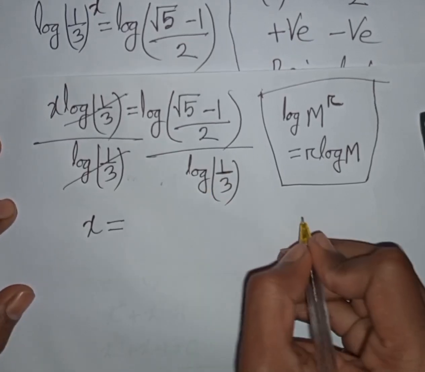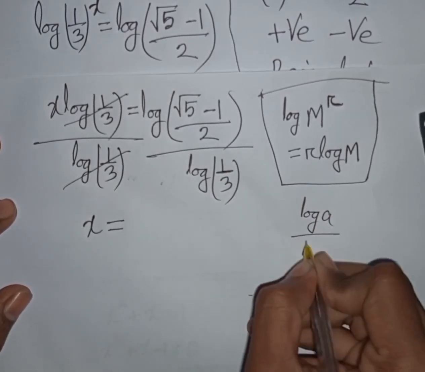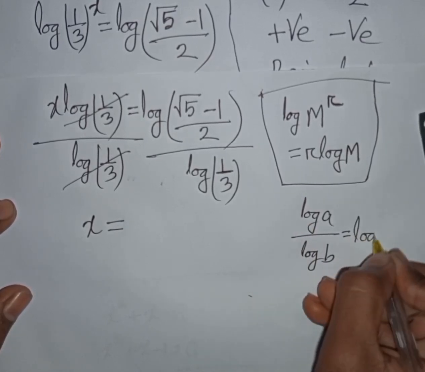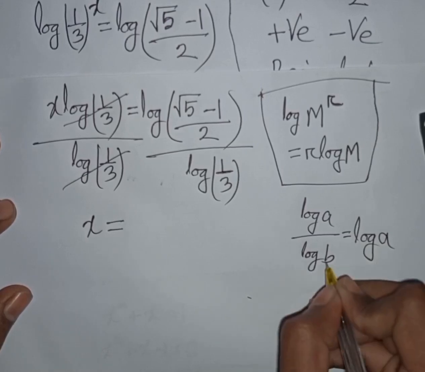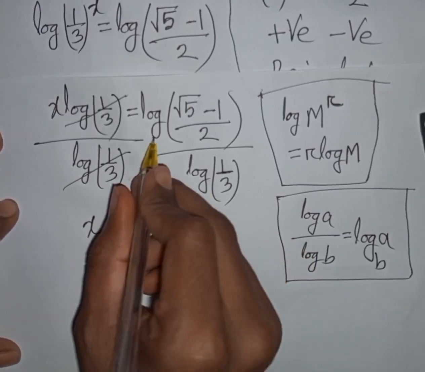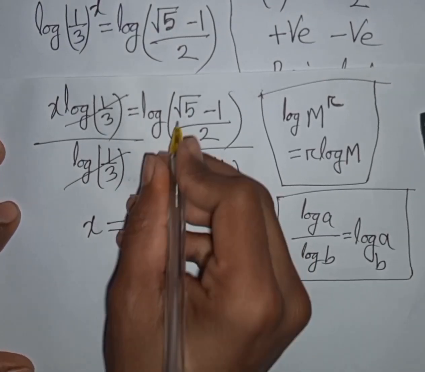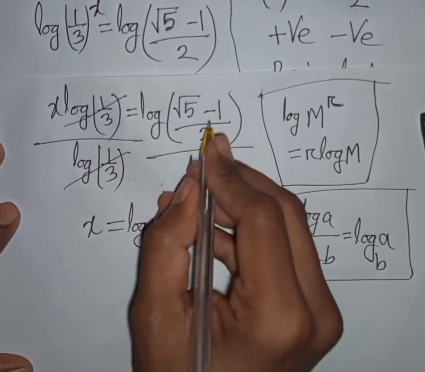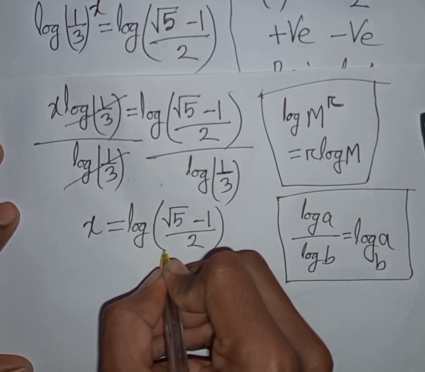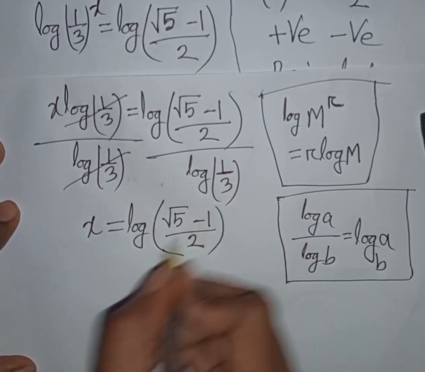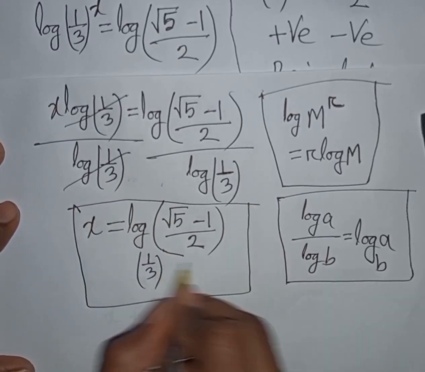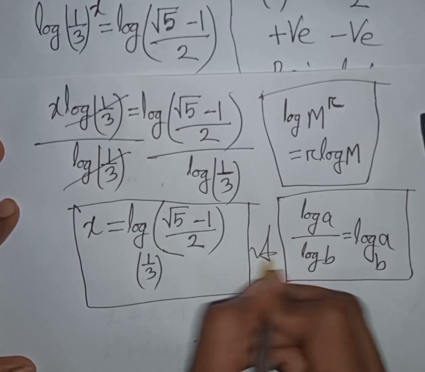That means here I can apply this formula: log a divided by log b is equal to log a base b. So according to this formula, this divided by this means it will be log of (√5 - 1)/2 with base 1/3. So this is the value of x. This is our final answer.